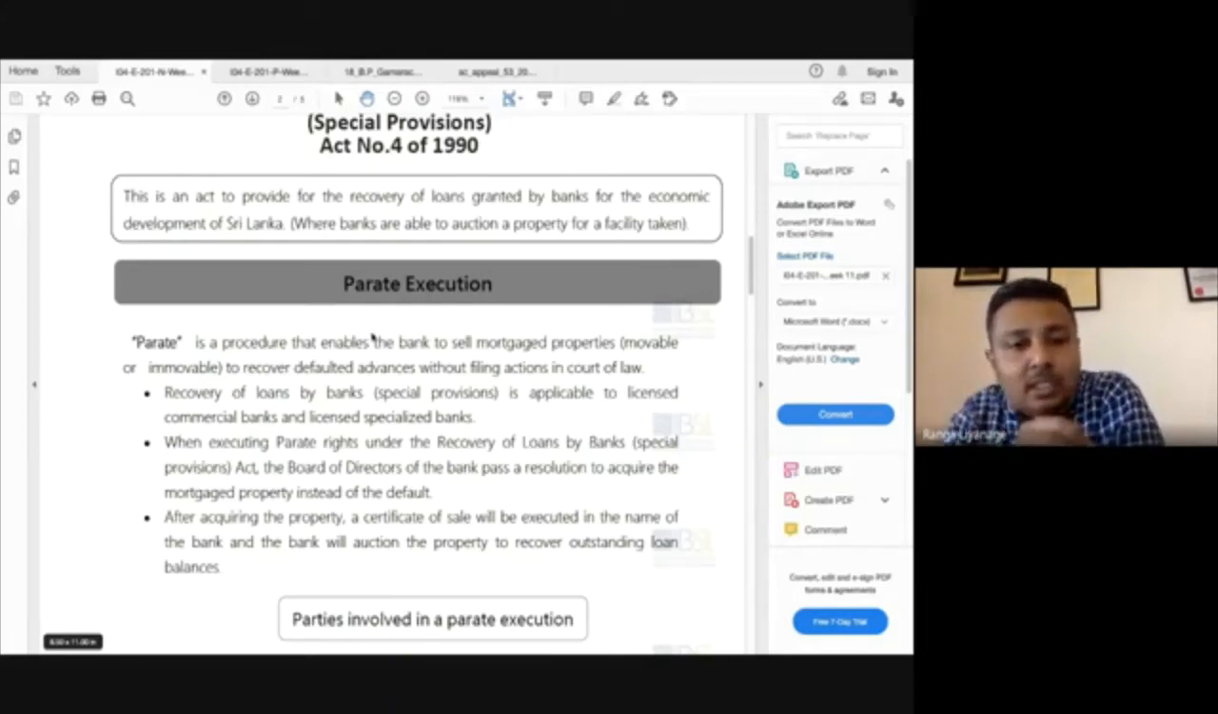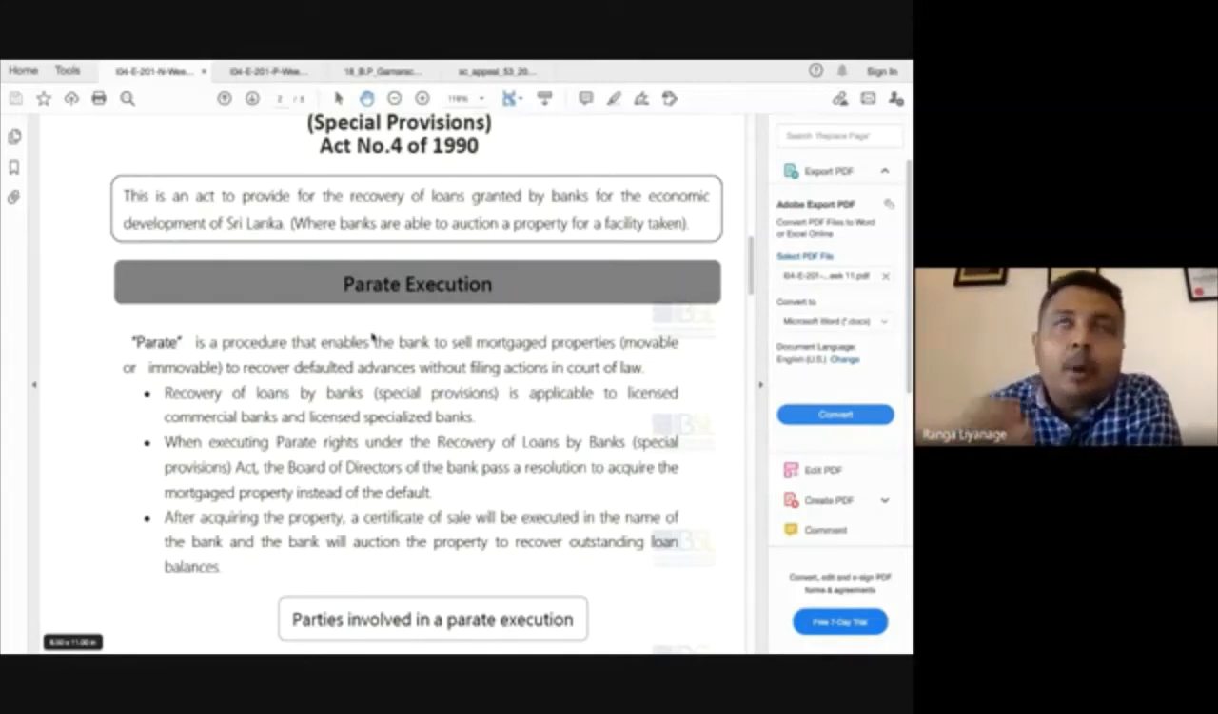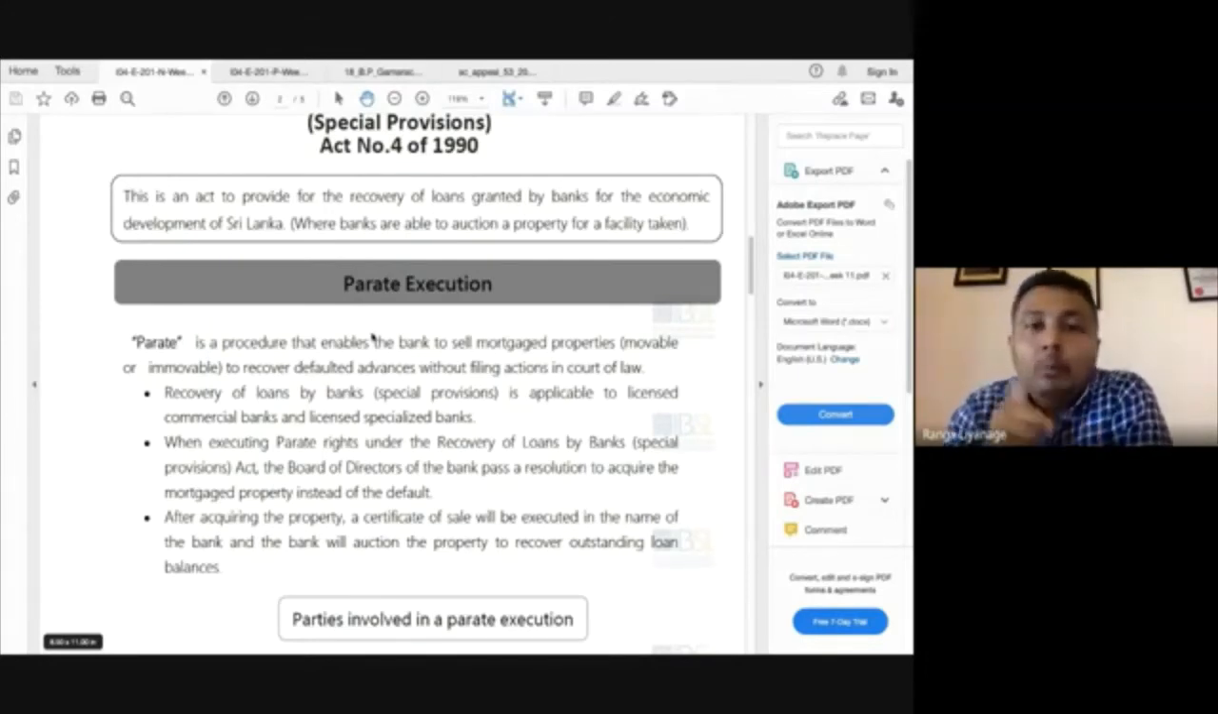It's a procedure that enables the bank to sell mortgaged property, not owned property, but mortgaged property, movable or immovable, to recover defaulted advances without filing actions in a court of law. This is big. They don't need to go to court to recover that amount, only if there is a mortgage.